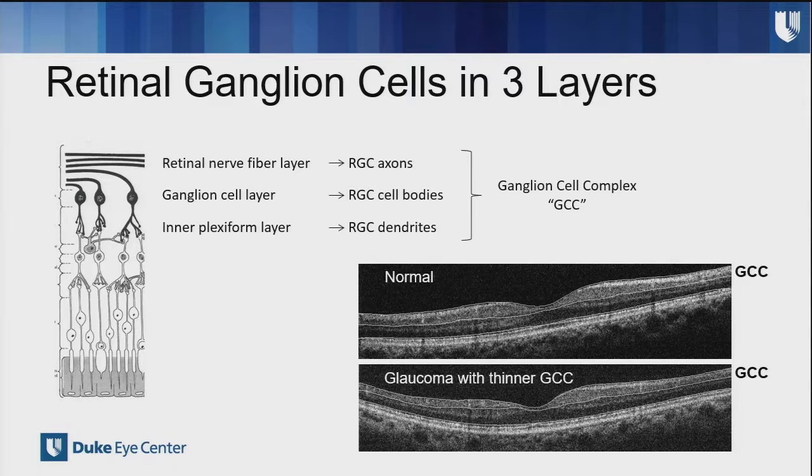As you'll recall, retinal ganglion cells are in 3 layers in the retina. Their axons are in the nerve fiber layer, their cell bodies are in the ganglion cell layer, and their dendrites are in the inner plexiform layer. Those 3 layers together are termed the ganglion cell complex, and thinning in these layers happens from glaucoma.